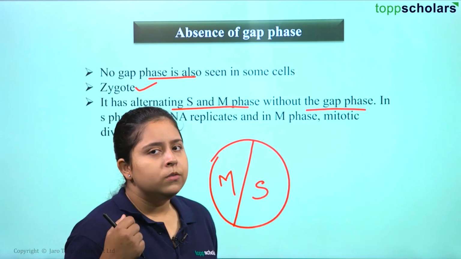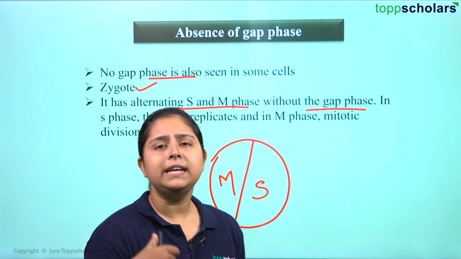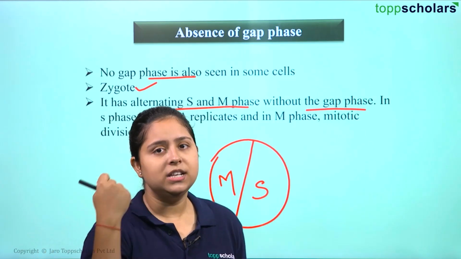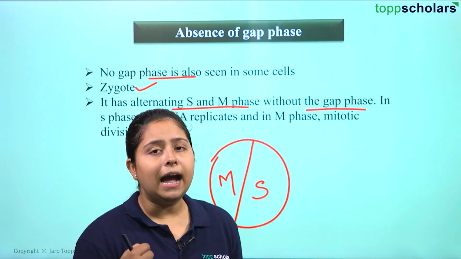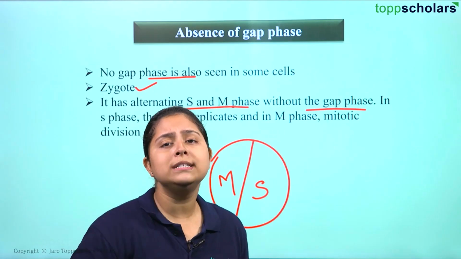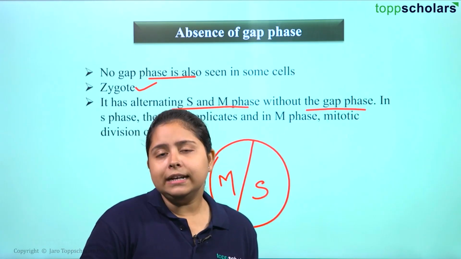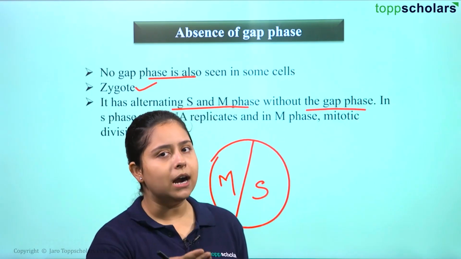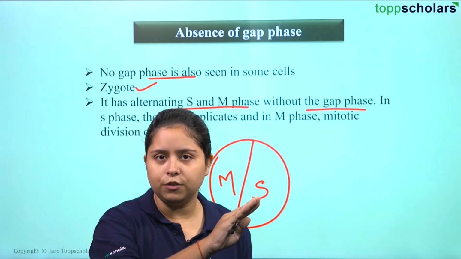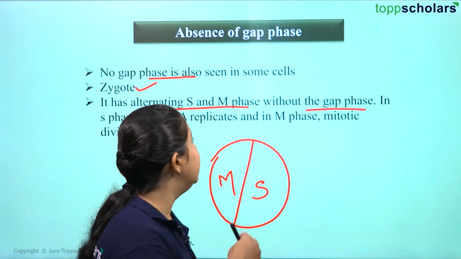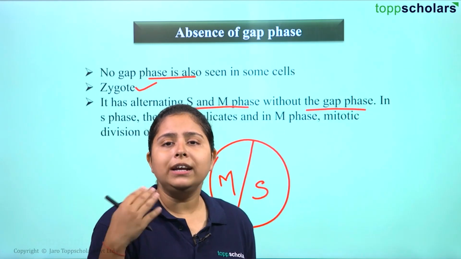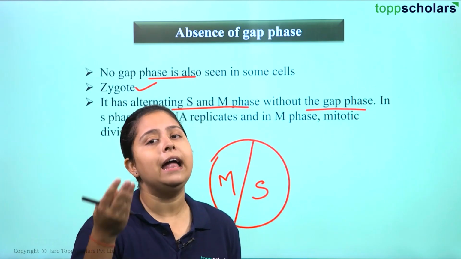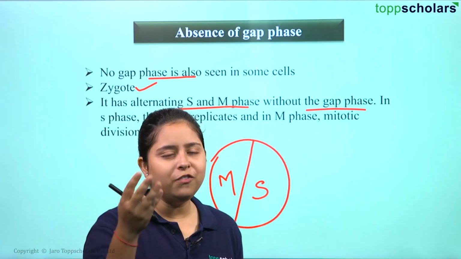So we have seen the normal cell cycle. We have seen what is interphase and what the events in interphase are, that is G1 phase, S phase, G2 phase. Then we have seen that there are some cells which don't undergo the cell cycle regularly. Instead, they are differentiated for their specific function, for example the neurons and the heart cells. So these are present in G0 phase. But then we have also studied that there are some cells which don't have the gap phase itself. These cells rapidly undergo division, and in this case we have learned the example of the zygote.